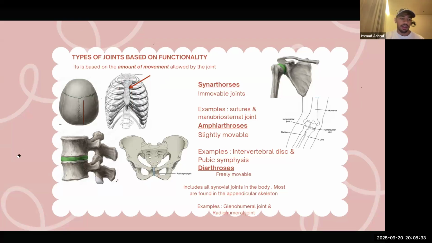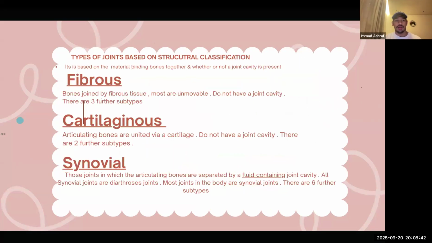Okay, nice. Let's move on then to the next type of joints. The next type of joints are based on their structural classification, right? So it's based on how two bones are put together. How are these two bones joined together? That's what this classification is. So it can be fibrous. If the bones are joined by fibrous tissue, then it's a fibrous joint. And these are mostly unmovable because you can't move fiber. It's fibrous, it's solid. You can't move it.